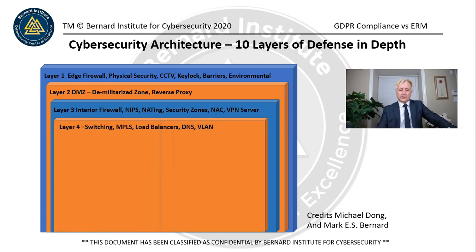So that's layer 3. Layer 4, we have switching, MPLS and load balancers, DNS and VLANs. So these are, again, more devices that are used to control the flow of packets across our network, or perhaps across the WAN that we have. They also control the volume of traffic, so load balancers can level out the traffic, so you don't have one device being hammered. You can even it out.